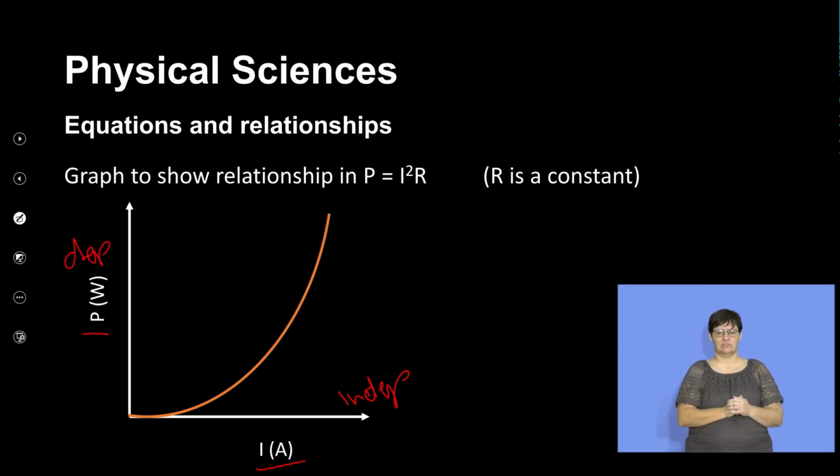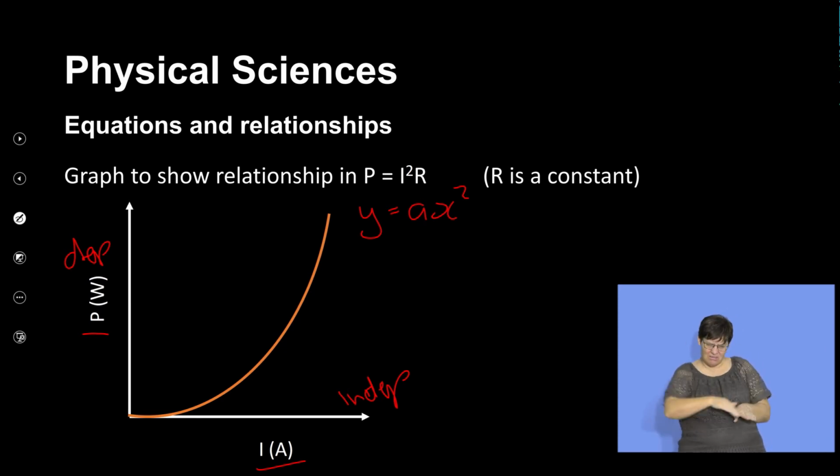Even though it looks a bit like a parabola, in the form of y equals ax squared, we can never really tell, because curves are funny. Never worry too much about curves. What you want to look for is a straight line.